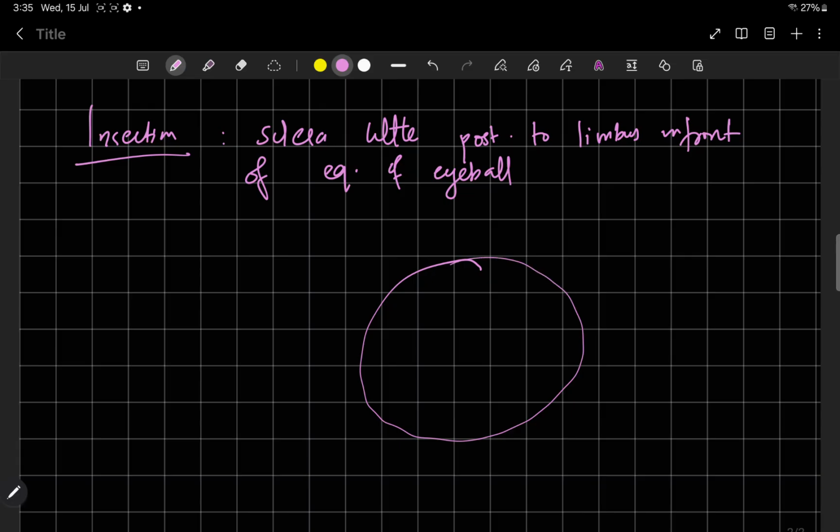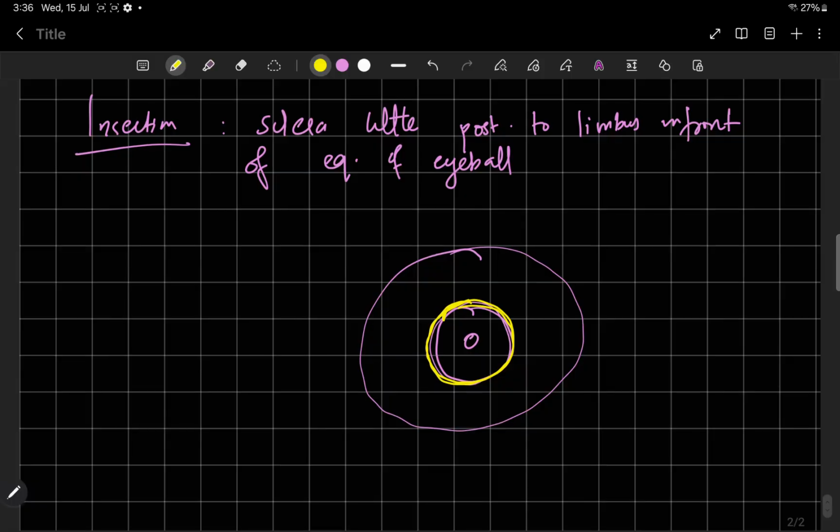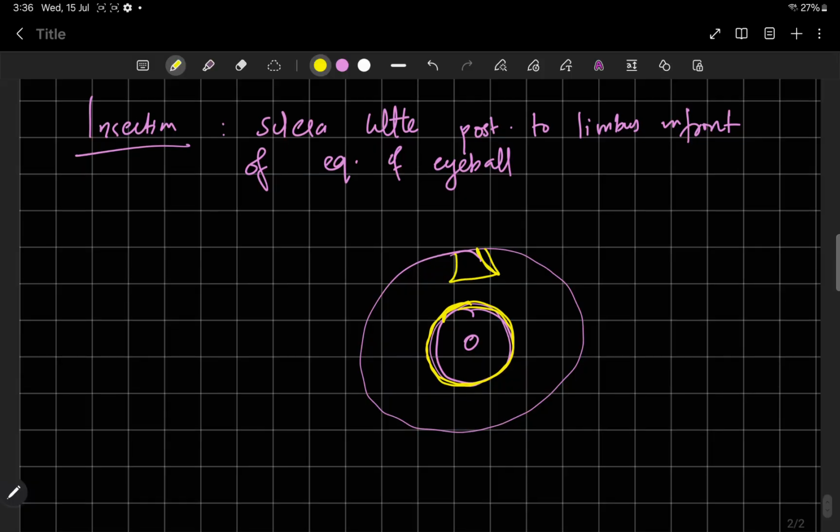Here this is the eyeball, this is the cornea. And what is limbus? The sclerocorneal junction is the limbus. So this is the limbus. All the recti muscles insert into the sclera a little posterior to the limbus. This is superior rectus, medial rectus, lateral rectus and inferior rectus.